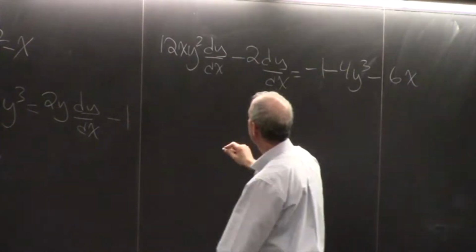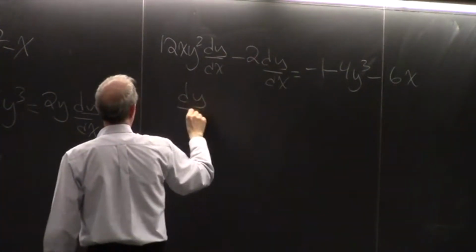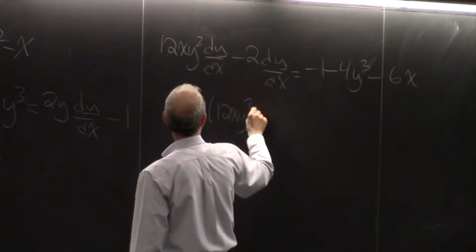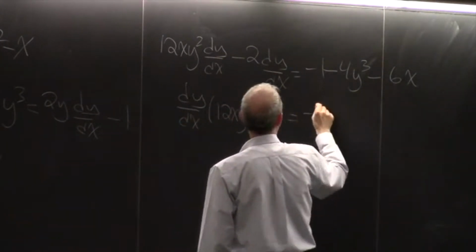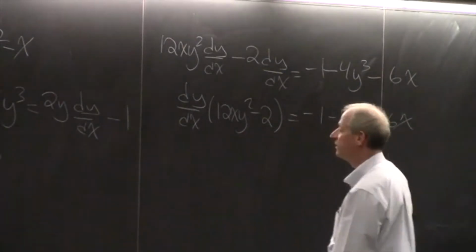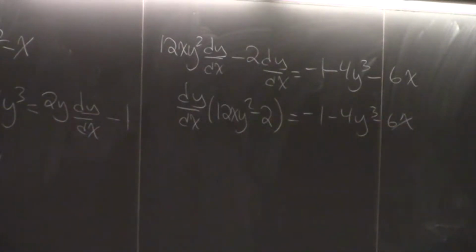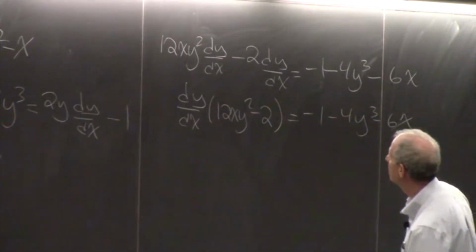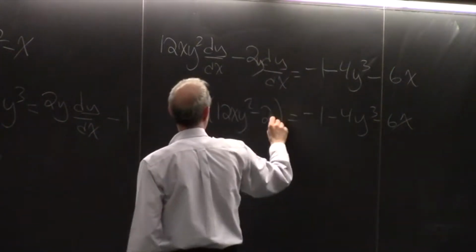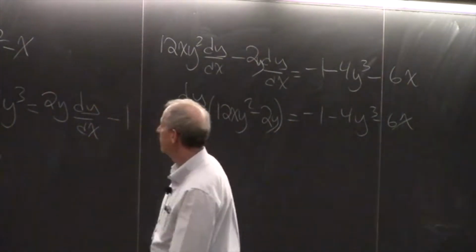Now you factor out dy dx times 12xy squared minus 2y. Did I lose a y somewhere? Yeah. Where did I lose a y? Oh, I lost a y. Thank you.